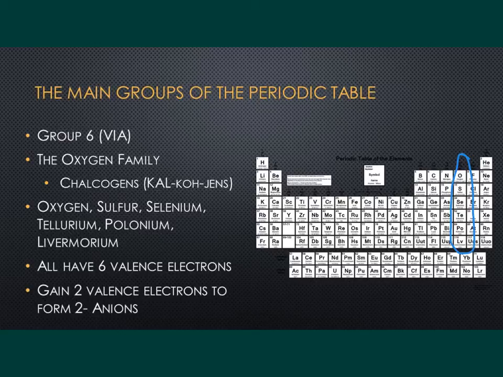They do form anions. If you have 6 valence electrons, you want 8. Is it easier to gain 2 electrons or to lose 6? All things being equal, it's easier to gain 2 electrons. If you've gained 2 electrons, you have become negative by 2. That means you are a 2- anion.